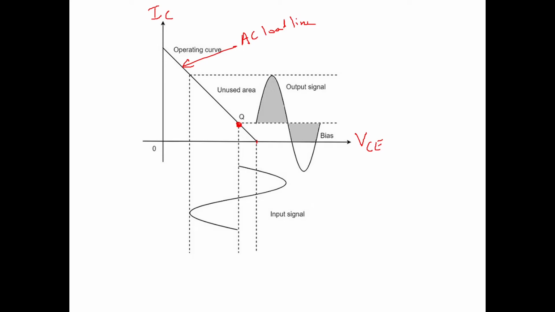Now, because of this, what will happen is, if this is your input signal, and you superimpose that input signal on this operating point, then you will get a complete positive half cycle and a part of the negative half cycle, which will be clipped after the x-axis.